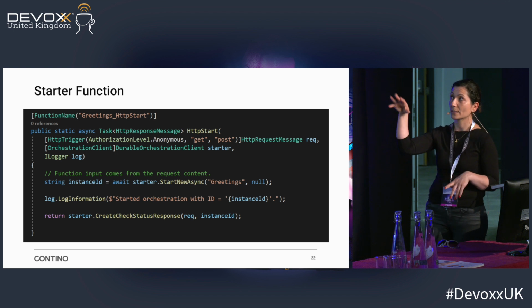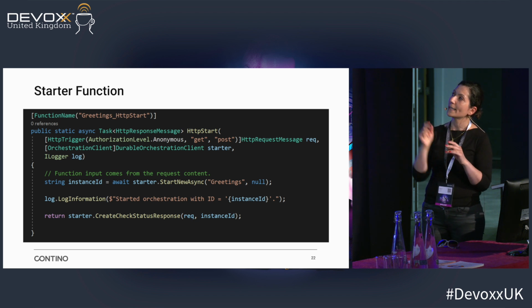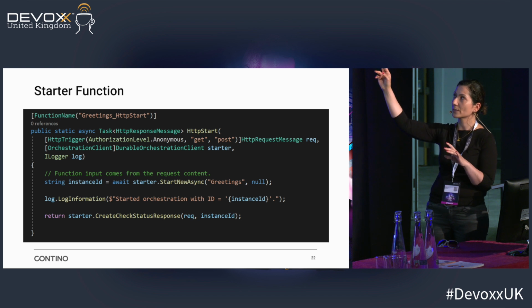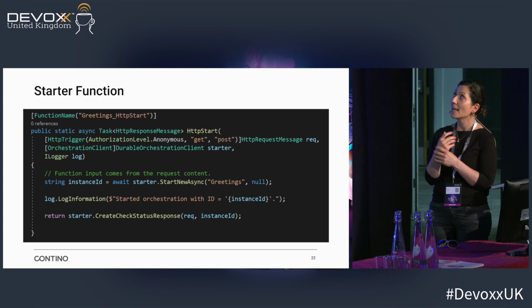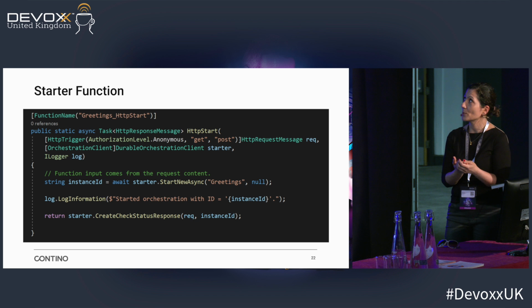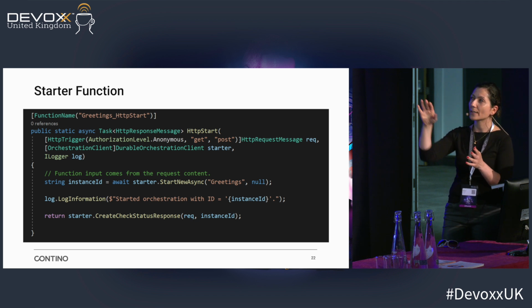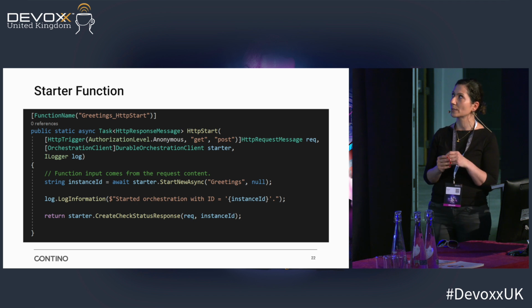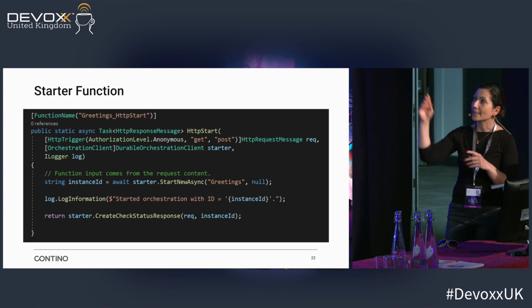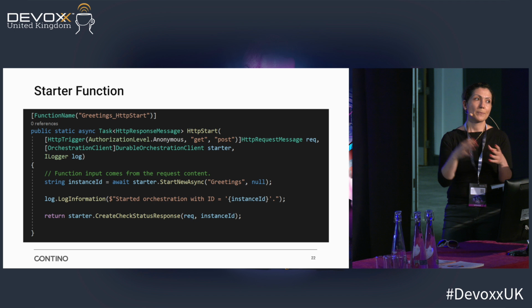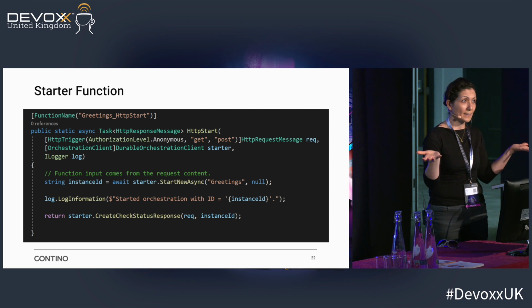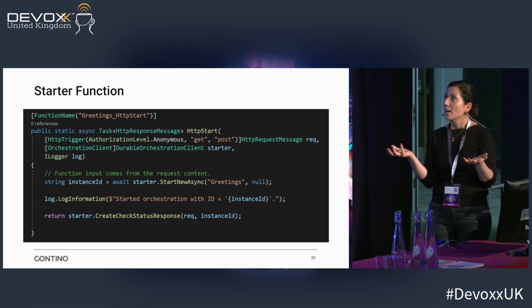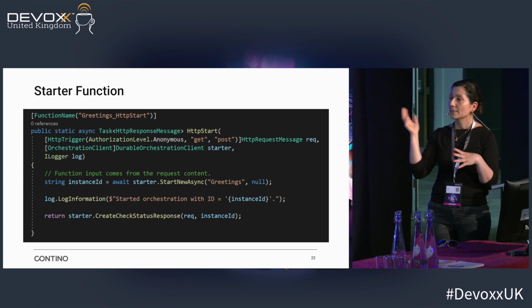All it needs is the orchestration client attribute. The durable orchestration client is the starter. It takes a basic HTTP request message, and you can define the authorization level, the security levels you want to implement. It creates an instance; behind the scenes, it creates a container instance. If you don't provide an instance ID, it will generate a brand new one.